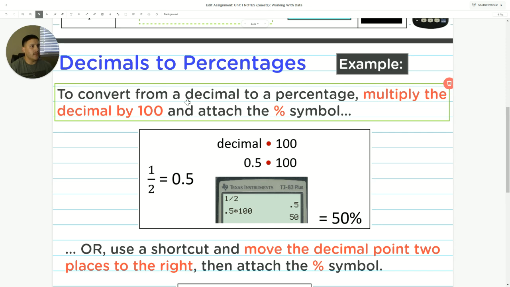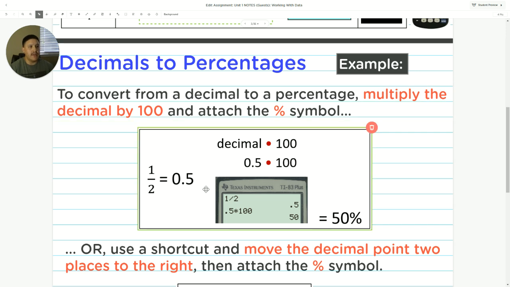To convert from a decimal to a percentage, we're going to multiply the decimal by 100 and then attach the percent symbol. So in the case of 0.5, which was 1/2 as a fraction, to change this to its percentage form, we're going to take its decimal form and multiply by 100, and then attach a percent symbol, and then you're done.